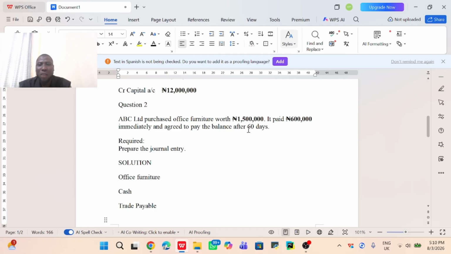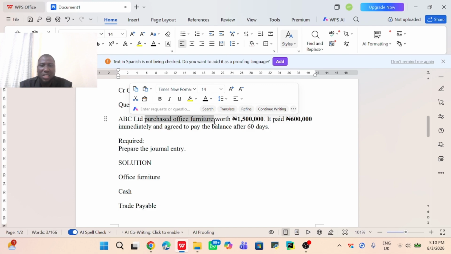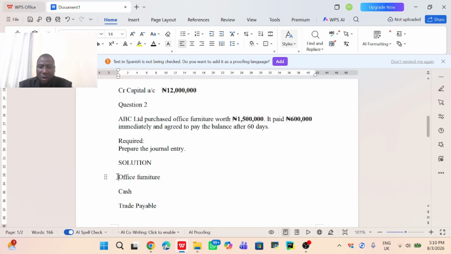After that, we have to know which one to be debited and which one to be credited. Mind you, you purchase an asset, which is office furniture, which will be debited. Office furniture, which will be debited with how much? 1,500,000, right? Now, it paid 600,000 immediately.